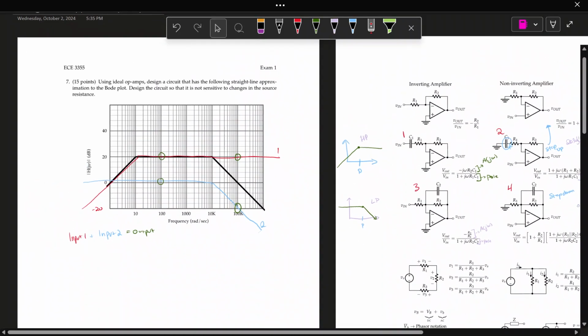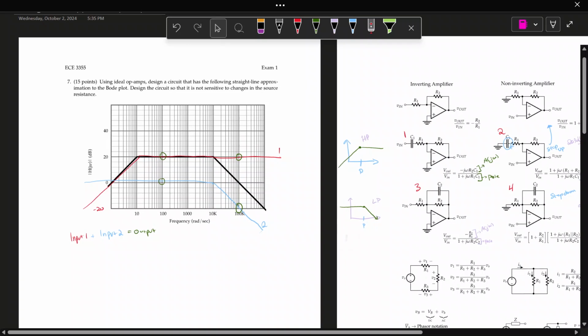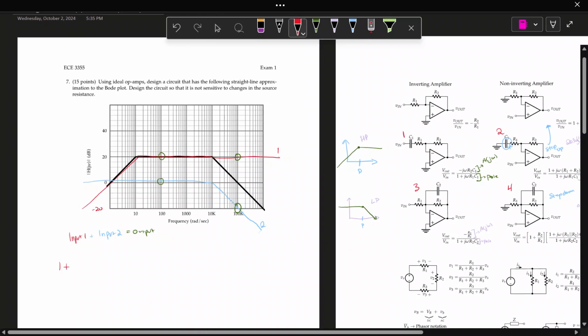Now, we have to figure out, we have to match the drawings we made to the schematic we want. So what does input 1? Well, our schematic shows it's a high pass. So we use 1 plus, what is input 2? Input 2 is the low pass, has 1 pole. So we do 1 plus 3. So let's draw these out.